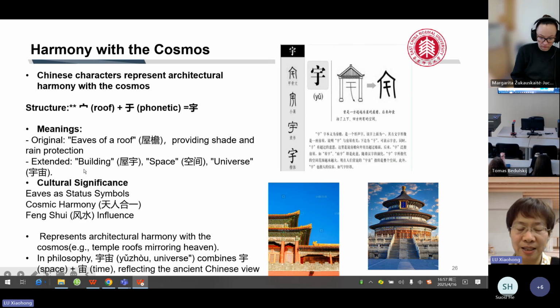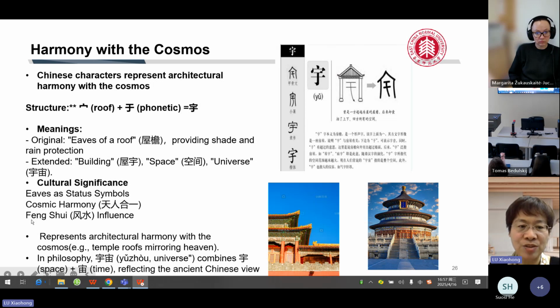And then later on, the meaning is extended to mean the whole building. For example, we have the phrase wu yu. Wu means house, yu means whole building. And later on, it is extended into a larger space, that is the universe or space. So that's how the word changed from a very narrow meaning, eaves, to a very broad meaning, universe. So it indicates a kind of space.